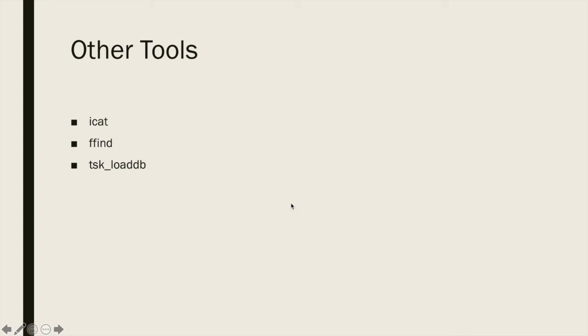This next and final section is going to cover some of the miscellaneous tools that the Sleuth Kit offers to be able to get some additional information when investigating a disk image. So one that's really interesting is this icat command.